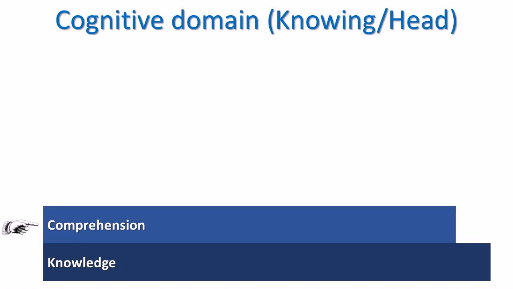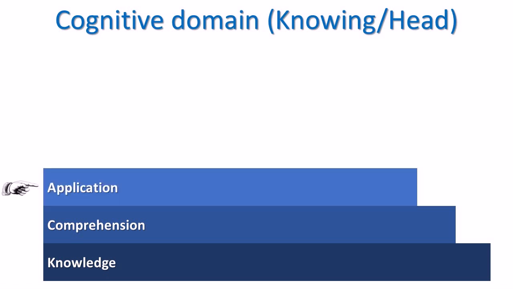Comprehension. Demonstrate understanding of facts and ideas by organizing, comparing, interpreting, describing, and stating the main ideas. At this level, knowledge can be compared and extracted. Application. Solve problems in new situations by applying acquired knowledge, facts, techniques, and rules in a different way. At this level, knowledge can be applied to new situations.